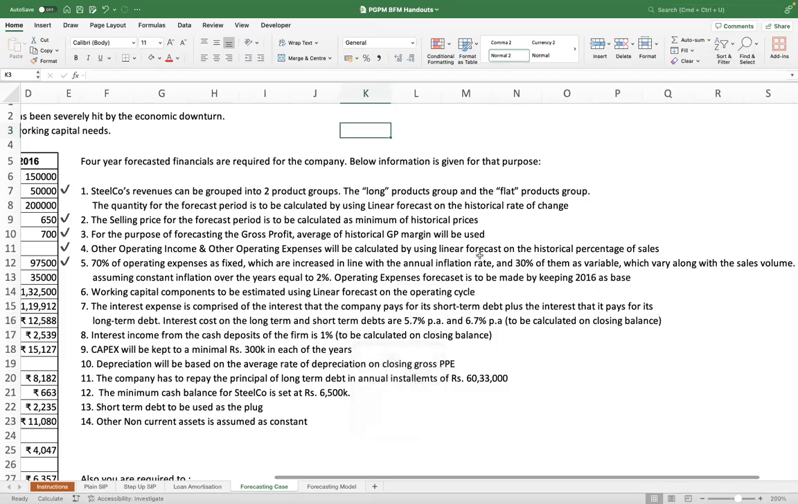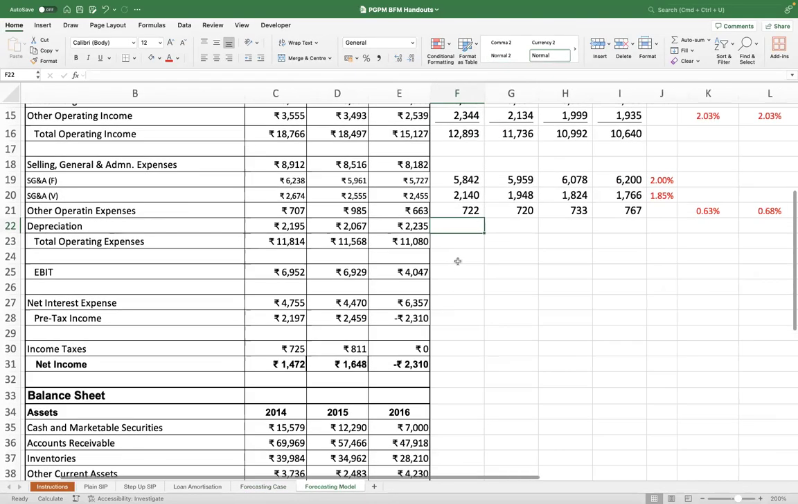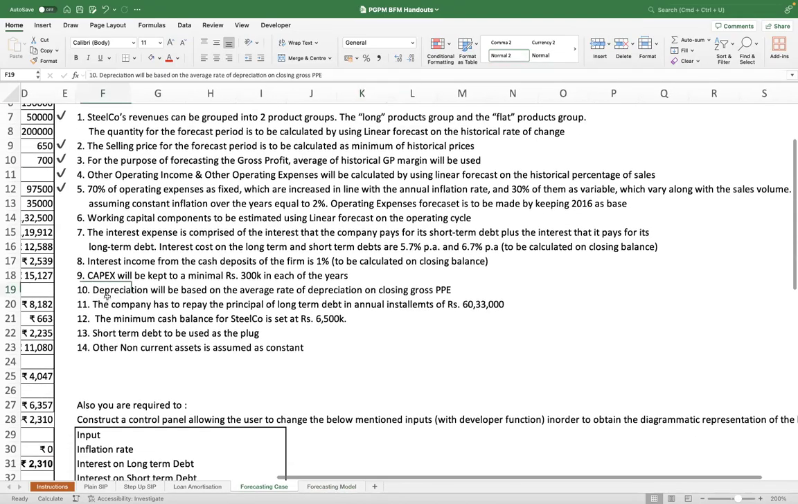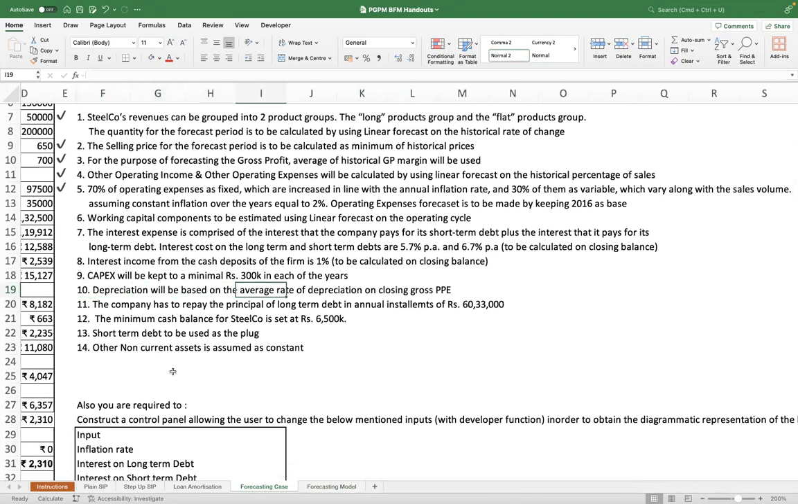It's okay, no problem. So we have done this part. That's not a major issue. We have only depreciation left to do. For depreciation, we go to point number 10. Depreciation will be based on the average rate of depreciation on closing gross PPE. What is PPE? Property, plant, and equipment.